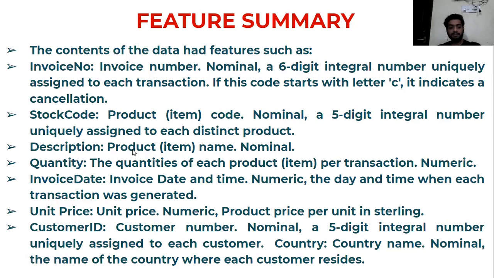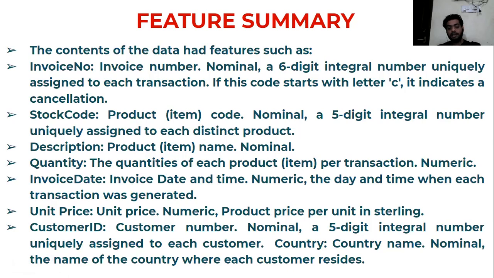Description is basically the product name. It's a nominal data type. Next is quantity, the quantities of each product item per transaction. It's a numeric data type. Next is invoice date, the date and time numeric, when each transaction was generated. Next is unit price. Unit price is a numeric data type, and it's the product price per unit in sterling.